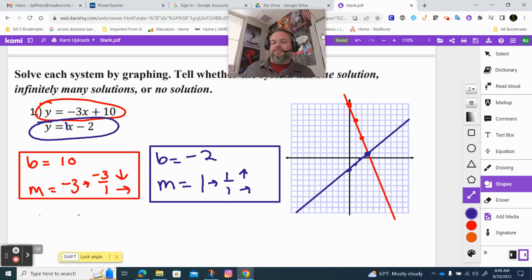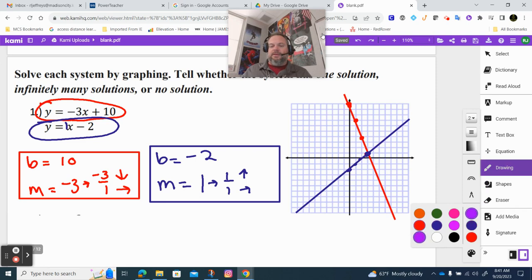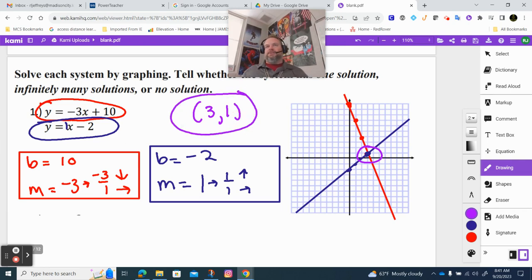All right. Now, our answer is where these meet. Whoa, that's not what I meant to do. Okay, it's this intersection right here, which looks like from the origin it goes over 1, 2, 3, up 1. So this right here is our answer, where they intersect.